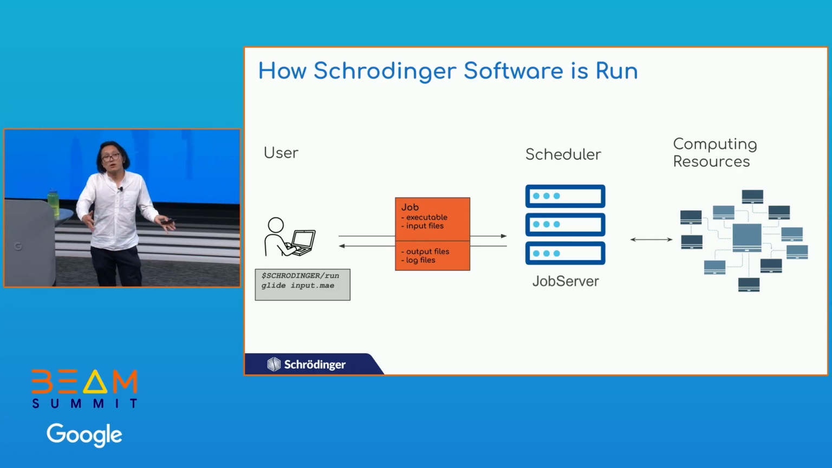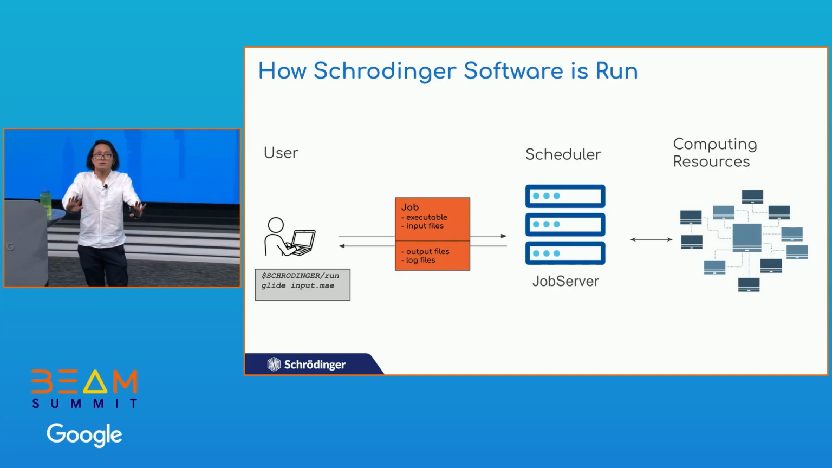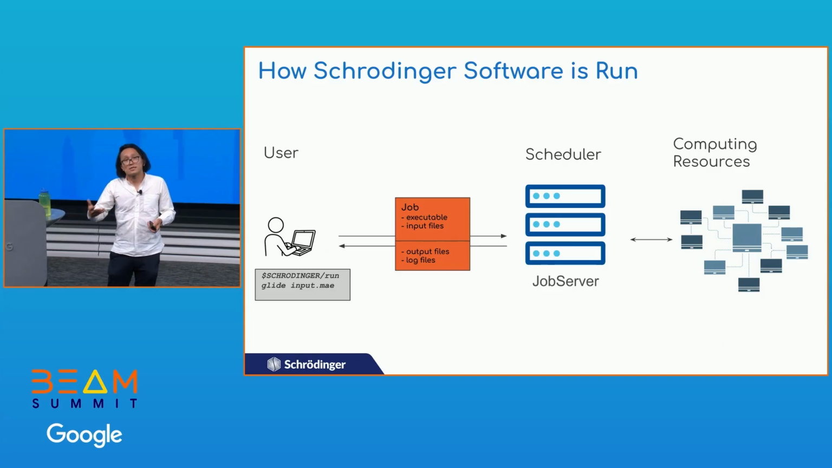Once there's a free node available, job server will start that executable with those input files and then collect all of those output files and log files and then push them back to the user, who once they open up their laptop can just download those files.